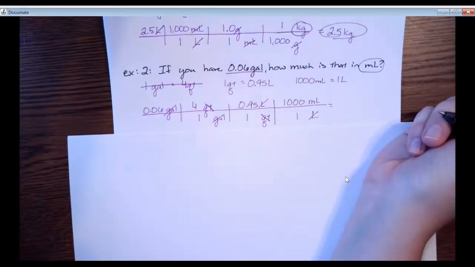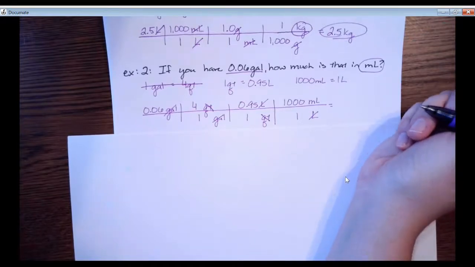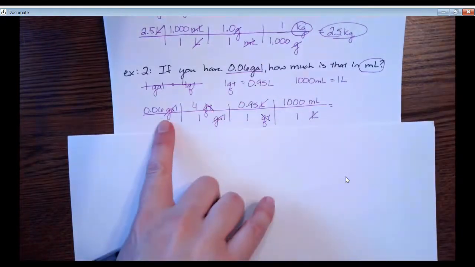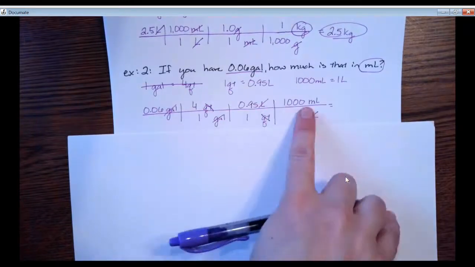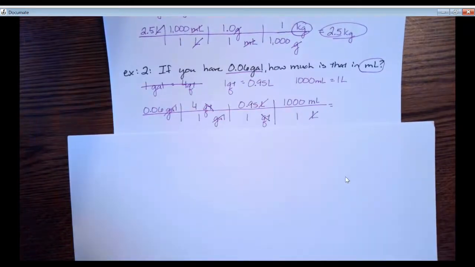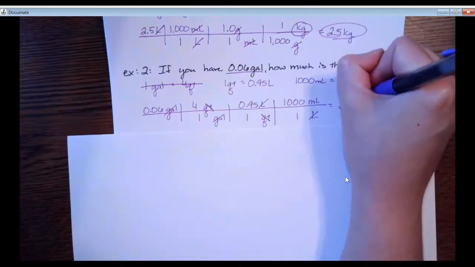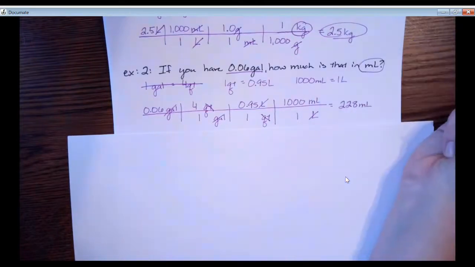So if we look at this problem, on the bottom, I have straight ones. And dividing by 1 doesn't change anything. So all that I really need to do is multiply across the top. So 0.06 gallons times 4 times 0.95 times 1,000. So if I go ahead and do that, I get 228 milliliters.